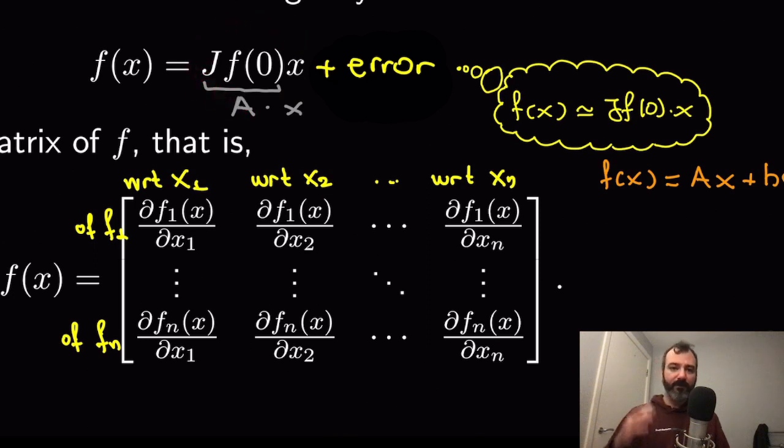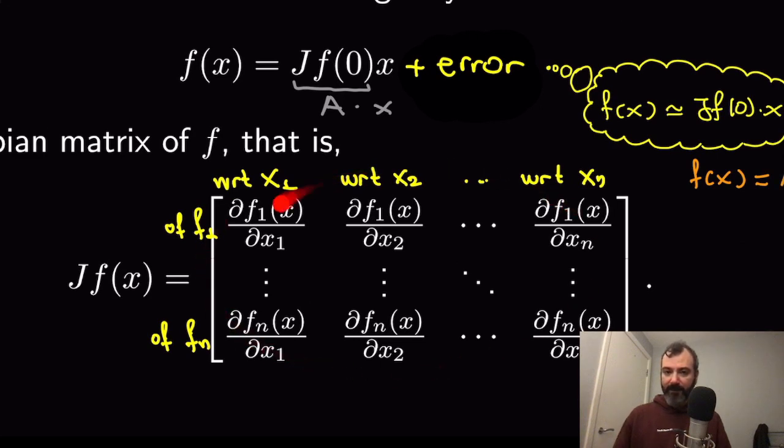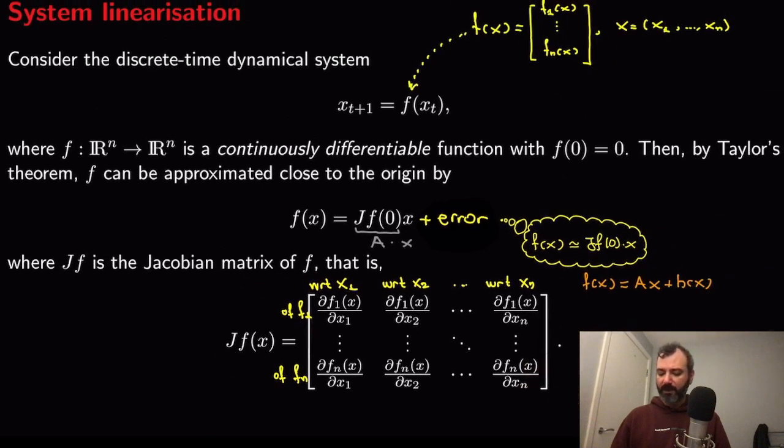Now, what is this Jacobian of f? Think of it as a generalized derivative for functions that map vectors to vectors. It's a matrix that contains partial derivatives. It contains the partial derivatives of f1, f2, f3 up to fn with respect to x1, x2 down to xn. So it's all the partial derivatives of f put in a matrix in this order. So the rows are f1, f2, fn. The columns are x1, x2 up to xn. This is the Jacobian of f. We assume that f is continuously differentiable.